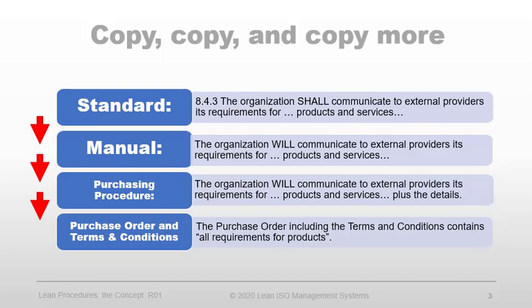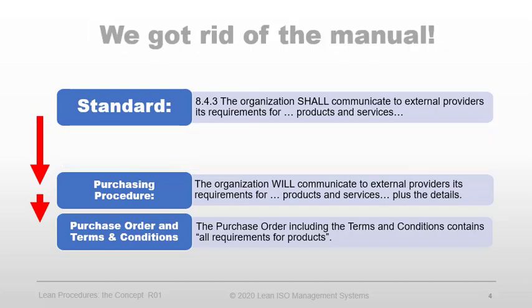The next step is the procedure. The procedure mimics the manual with additional details, such as references, responsibilities, and other sections. Finally, what really defines your company's needs and addresses the requirements of the standard is the purchase order record with the terms and conditions. Let's see how we can avoid all these duplications and get out of this clutter.